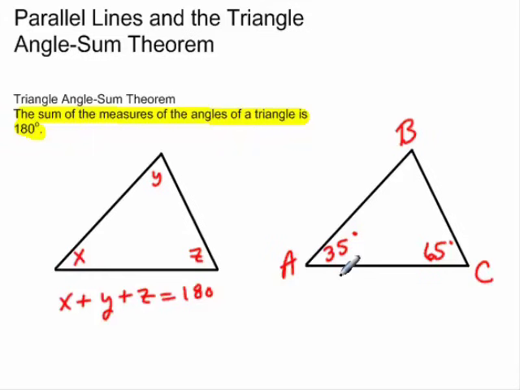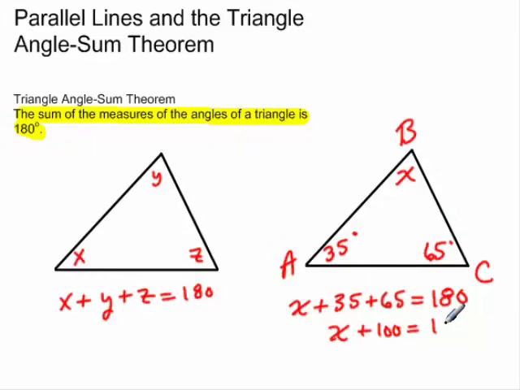Based upon our triangle angle sum theorem, the sum of our three angles equals 180 degrees. Now, we can either represent it as X, or we can call it angle B. It's up to you. X plus 35 plus 65 will equal 180 degrees. Every triangle is this way. We combine like terms. X plus 100 equals 180. Therefore, X equals 80 degrees. So the measure of angle B equals 80 degrees.